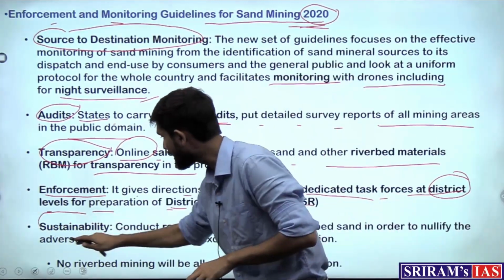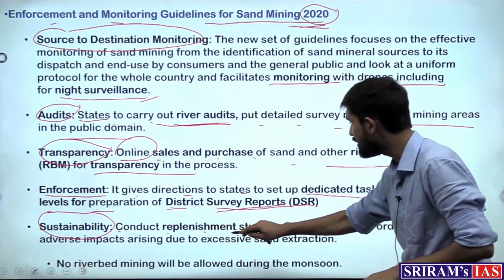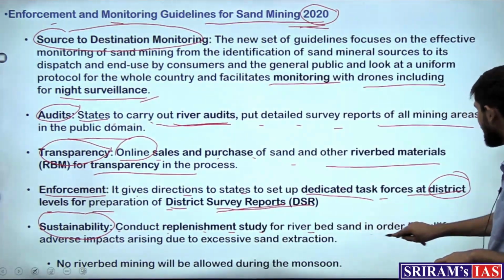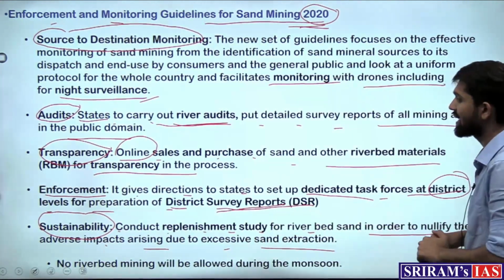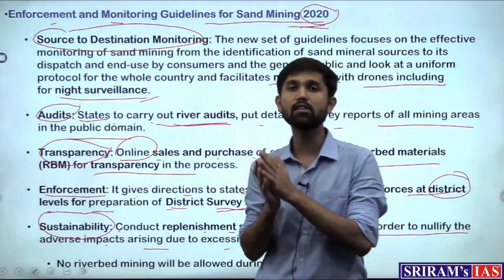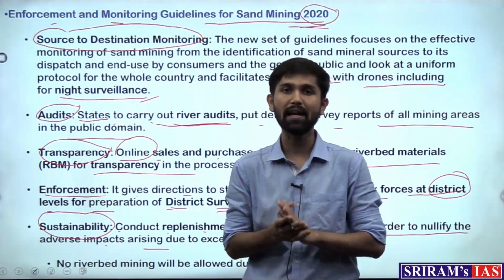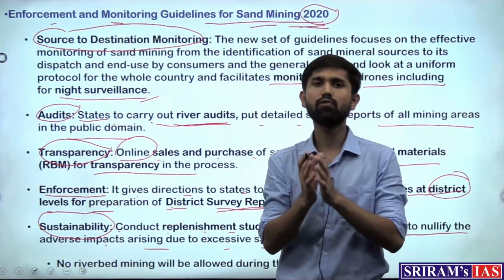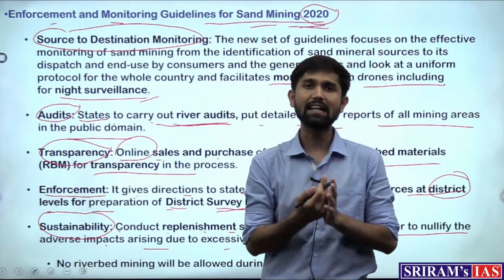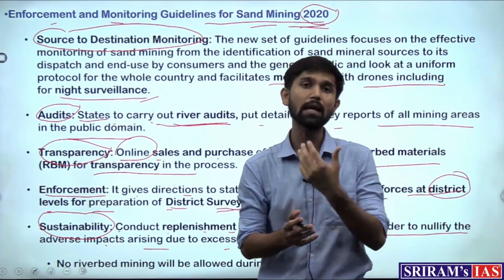And then the guidelines also provide for sustainability, wherein the states are to conduct replenishment study for riverbed sand in order to nullify the adverse impacts arising due to excessive sand extraction. And the guidelines also provide that during the monsoon season, no riverbed sand mining will take place. So these are the guidelines which are in the right direction in terms of tackling sand mining, but much is on paper and much needs to be implemented.